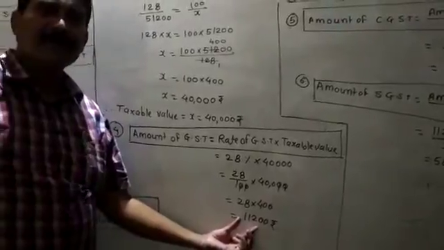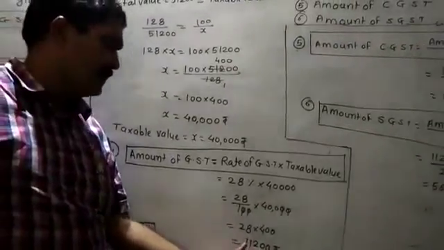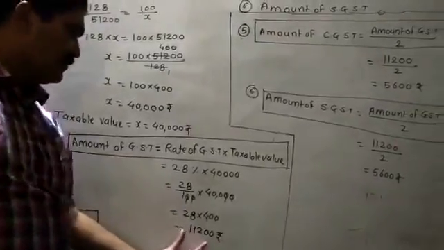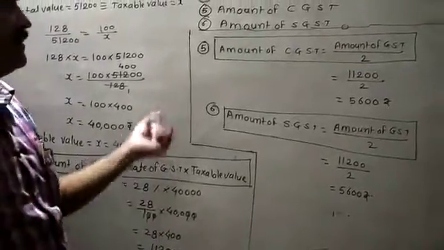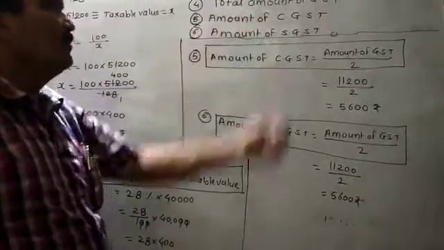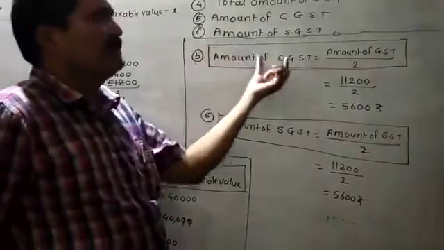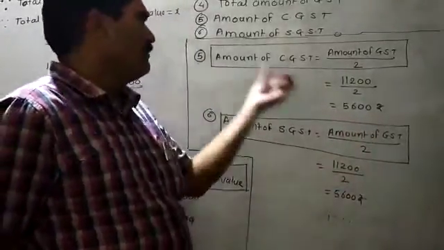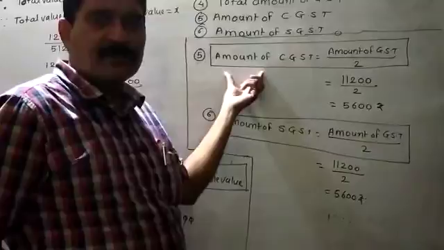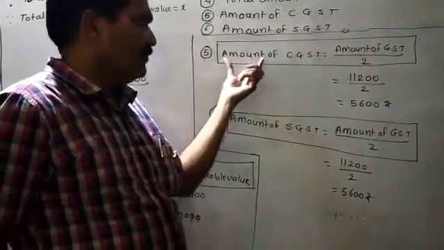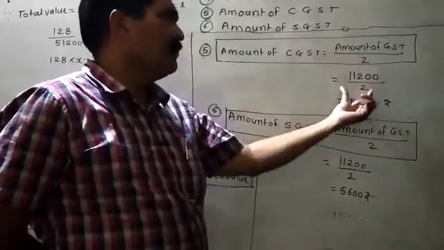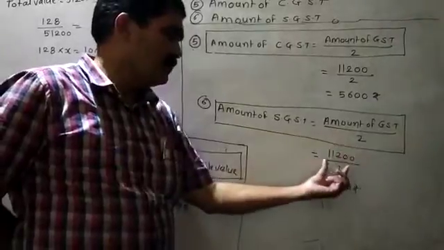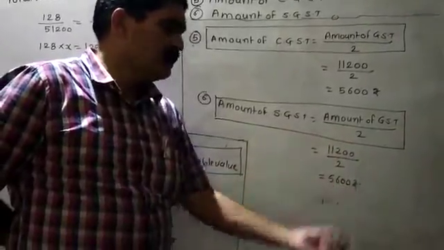Rate of GST is given in percentage. We will show the rate of GST in percent, but the amount of GST we will show in rupees. So in this way you have to find out the amount of GST. Then you have to find out the amount of CGST and amount of SGST. You know that amount of CGST is equal to amount of GST upon 2, and amount of SGST is equal to amount of GST upon 2. You have to put the values in the formula. Amount of CGST is amount of GST upon 2, which is equal to 5600. In the same manner, amount of SGST is equal to amount of GST upon 2, which is 11200 upon 2, equal to 5600.